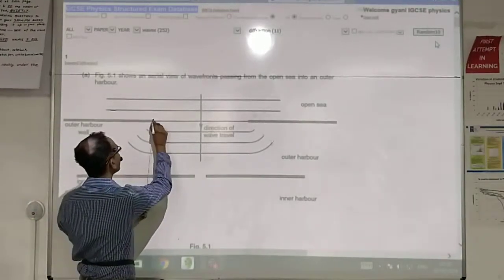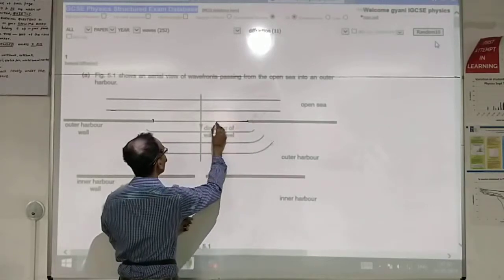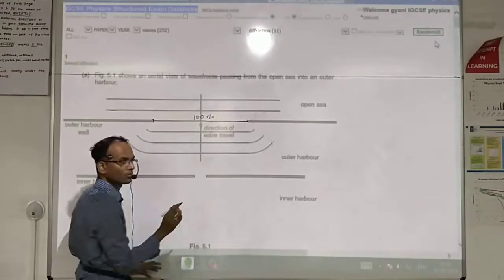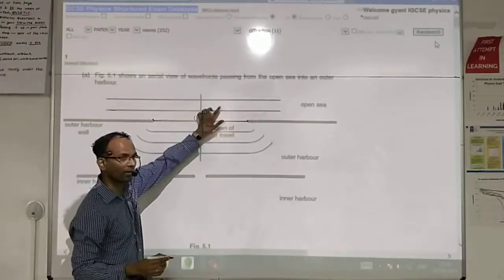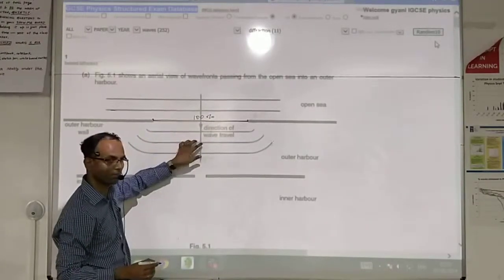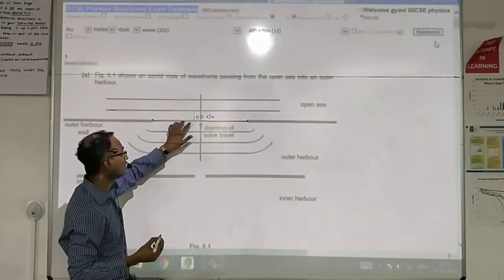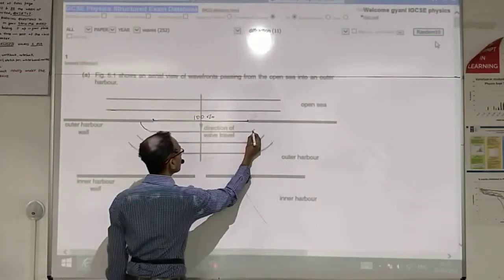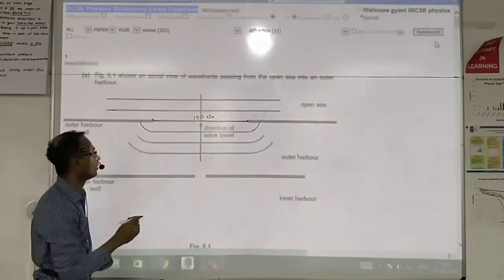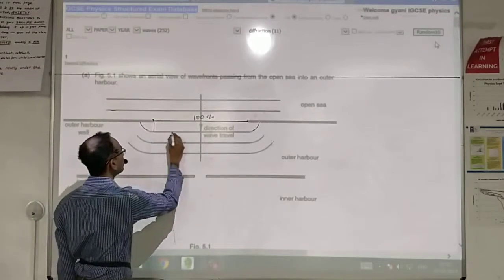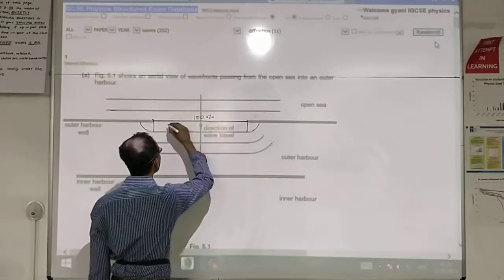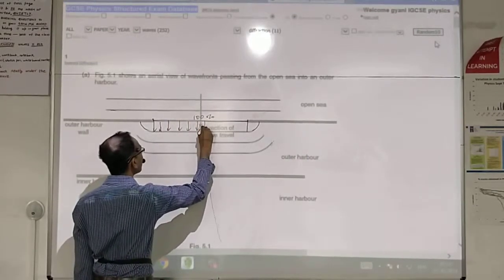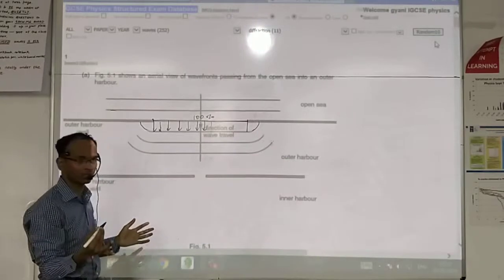Look here, from here to here, whatever energy was carried by the wave is 100%. The entire energy of the wave is passing through the gap. Now that entire 100% energy is distributed over this region. Agreed? Now, most of the energy which was carried here will come straight like this. That energy has not spread out in any way.